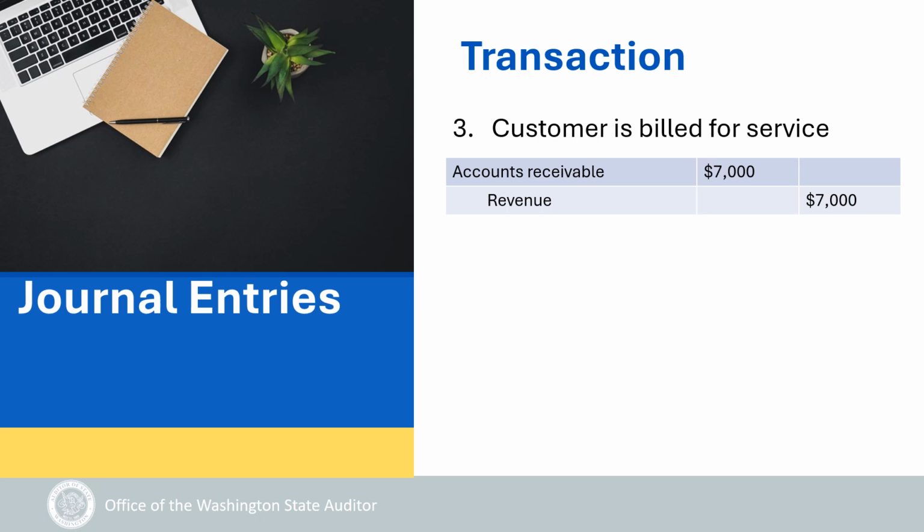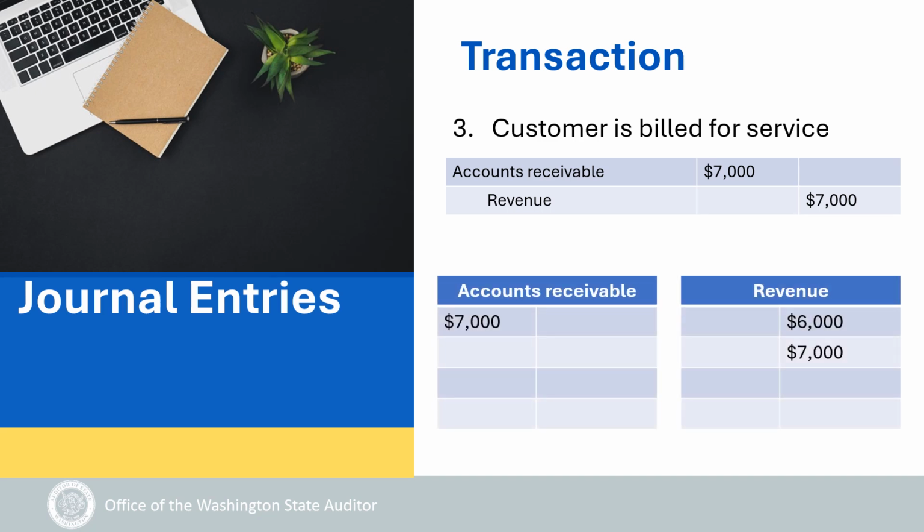We then input this information into our T accounts. Accounts receivable had a debit, so we used the left column. Revenue had a credit, so we used the right column. For revenue, notice this is our second time recording a revenue, so the amount from our previous revenue transaction is already in our T account.